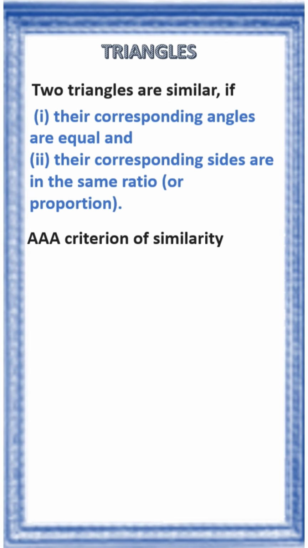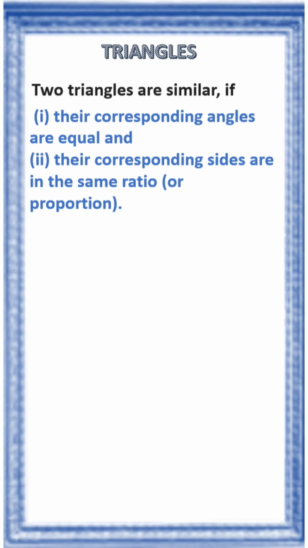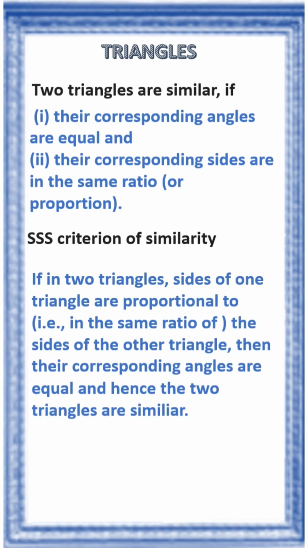AAA criterion of similarity. This is one of the most important theorems. If in two triangles corresponding angles are equal, then their corresponding sides are in the same ratio or in proportion, and hence the two triangles are similar. Another theorem which is very important is SSS criterion of similarity. If in two triangles sides of one triangle are proportional to the sides of the other triangle, then their corresponding angles are equal and hence the two triangles are similar.